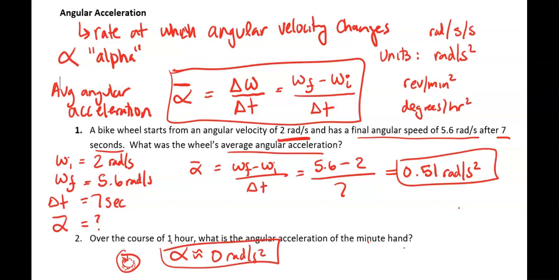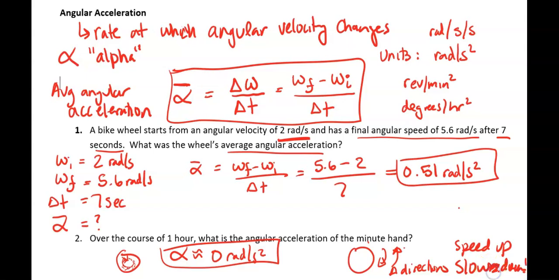Cool. Again, if we think of something spinning, to accelerate it would either need to change direction, so rotate from clockwise to counterclockwise, or vice versa, or it would need to speed up, or it would need to slow down. Those again are all of our options for something to accelerate in general. Cool.